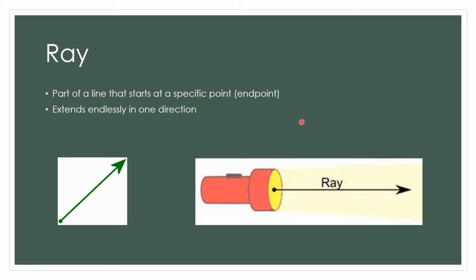A ray is a part of a line that starts at a specific point. So it has an endpoint, and then it extends endlessly in one direction. So see how this arrow is showing that it's just going to keep going and going and going. You've seen a ray with a flashlight. It starts here at the flashlight and keeps going and going and going.